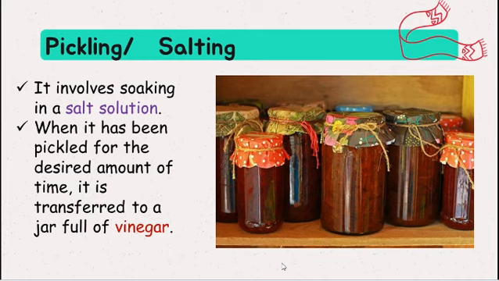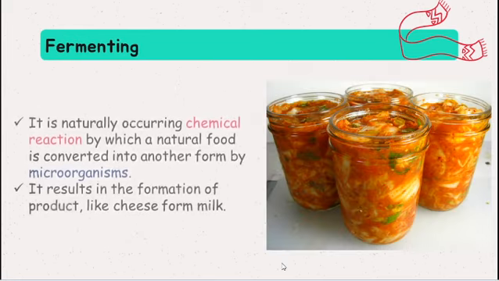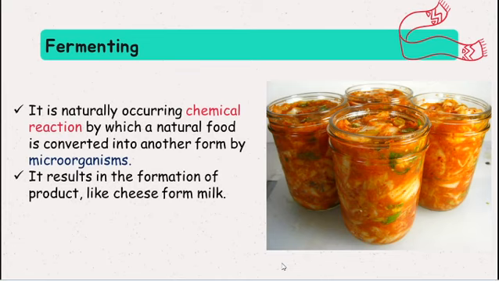So by soaking that food in salt solution or in vinegar, it prevents the growth of microorganisms so that the particular food item can be stored for a long period of time. And the next one is fermenting. It is a naturally occurring chemical reaction method. So that is, the natural food is converted into another form by microorganisms.